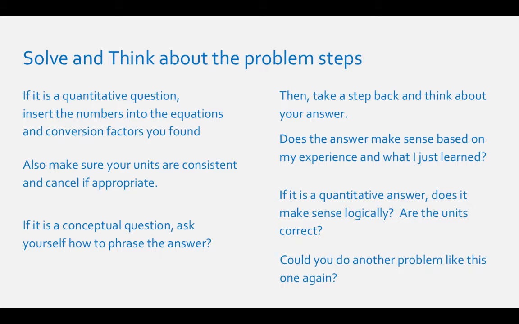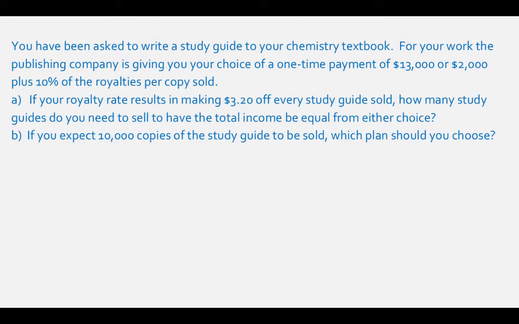Here's an example problem we will do using these steps. You've been asked to write a study guide for your chemistry textbook. For your work, the publishing company is giving you a choice of a one-time payment of $13,000 or $2,000 plus 10% of the royalties per copy sold. A. If your royalty rate is making $3.20 off every study guide sold, how many study guides do you need to sell to have a total income be equal to either choice? B. If you expect 10,000 copies of the study guide to be sold, which plan should you choose?